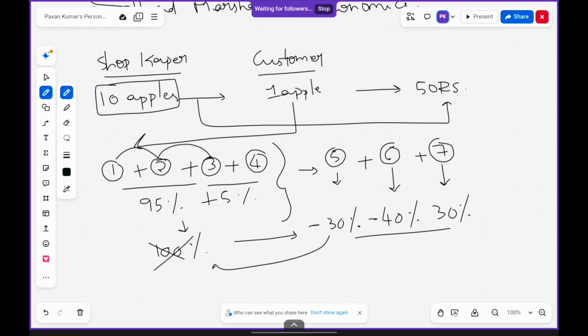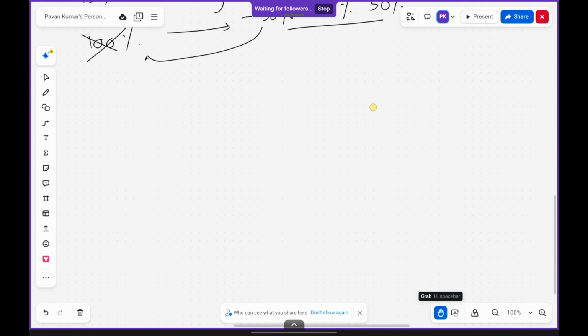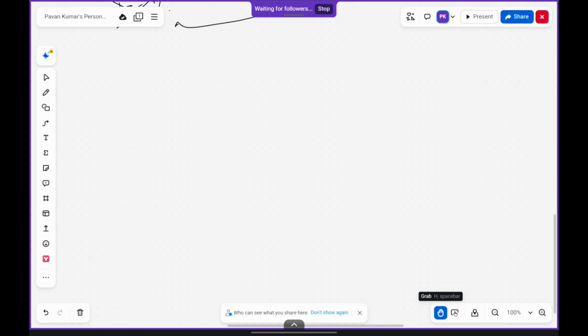That means he started hating apples. I don't want apples anymore. I don't want to consume them anymore. So when it goes to the eighth apple, he would literally start hating the apple, the same as the ninth and 10th. So here is all the essence of this marginal utility.